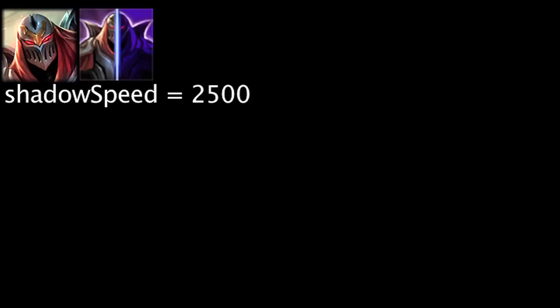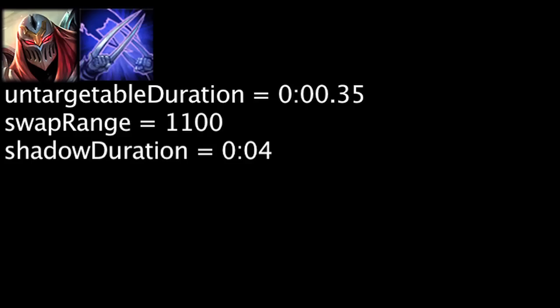The speed at which Zed's shadows travel has been reduced by 1,000 units per second. When Zed casts his ultimate ability, Deathmark, he will be untargetable for an extra 0.4 seconds. Zed can also swap with the shadow spawned from Deathmark if he is less than 2,000 units away from it, as opposed to 1,100 units previously. The shadow will also last an additional 2 seconds.